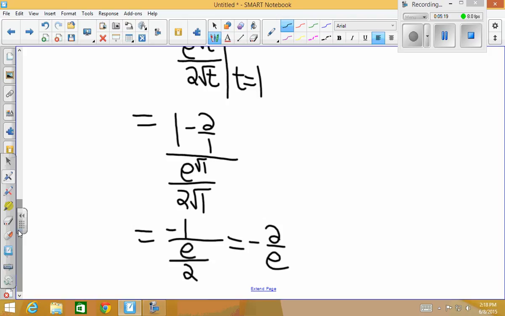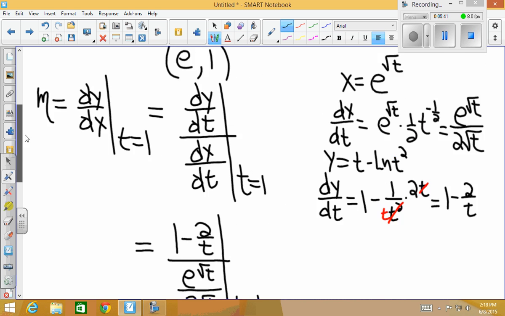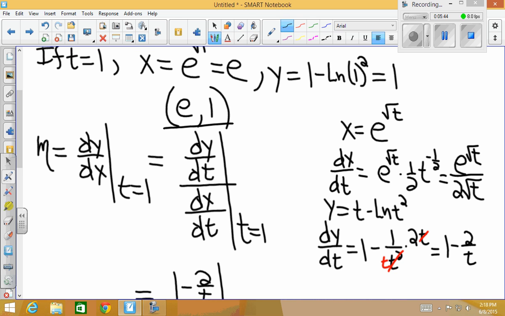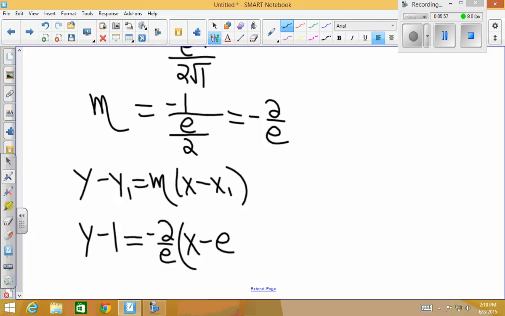So now we have the slope of the line. We have a point on the line. Point-slope form says that y minus y1 equals m times x minus x1, where (x1, y1) is a point on the line, and m is the slope of the line. Remember, we found a point on the line at the beginning. We found out the point (e, 1) is on the line. So y minus 1 is equal to, and we just found out the slope is negative 2 over e, times x minus x1, and we found out that was e.